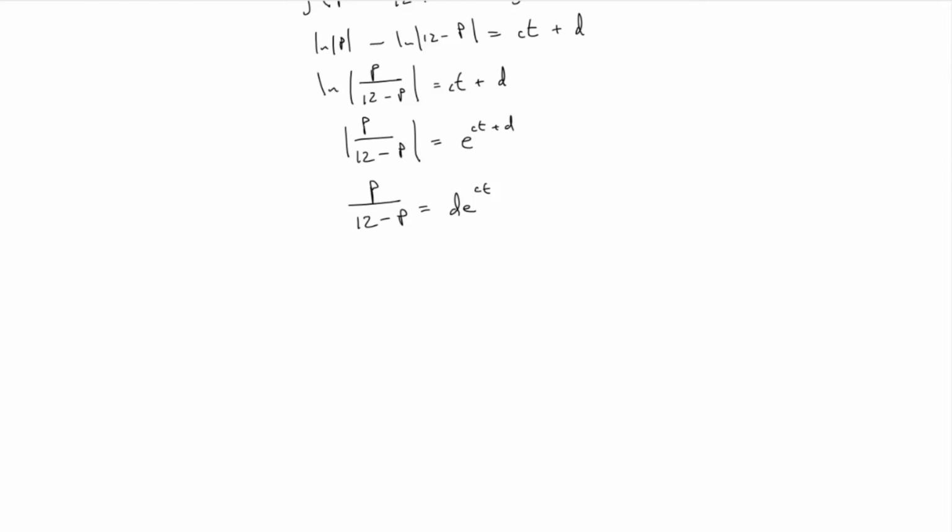And now there's some algebra to do. I'd like to solve for P. I'll start by multiplying both sides by 12 minus P, which gives us this expression here after we distribute. And then I'll get everything with a P onto the left side of the equal sign, which lets me factor out a P on the left, and then you can divide by what you're left with to get that P is 12 times De to the Ct all over 1 plus De to the Ct.